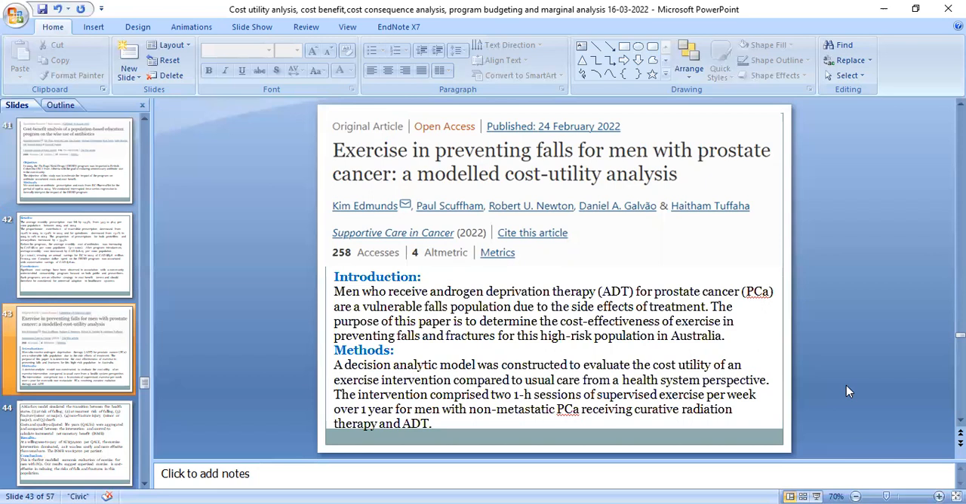The title is Exercise in Preventing Falls for Men with Prostate Cancer, a model cost utility analysis. Men who receive androgen deprivation therapy for prostate cancer are a vulnerable population due to the side effects of the treatment. The purpose of this paper is to determine the cost effectiveness of exercise in preventing falls and fractures in this high-risk population in Australia. The method used: a decision analytic model was constructed to evaluate the cost utility of an exercise intervention compared to usual care from a health system perspective.